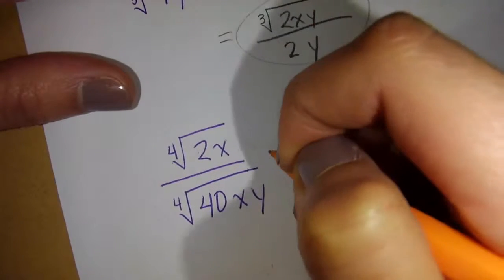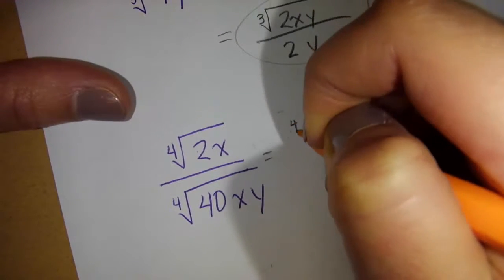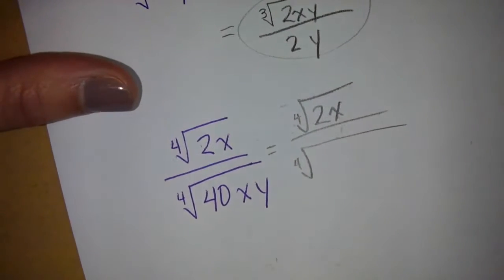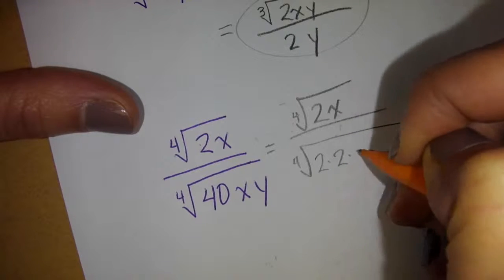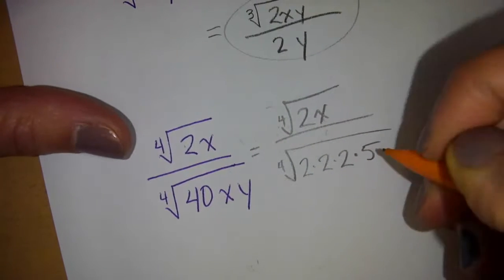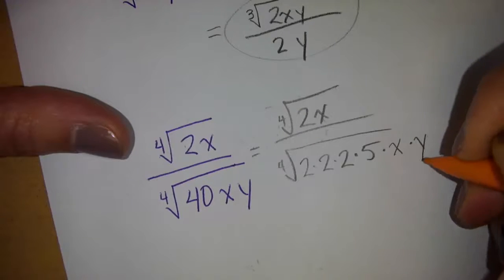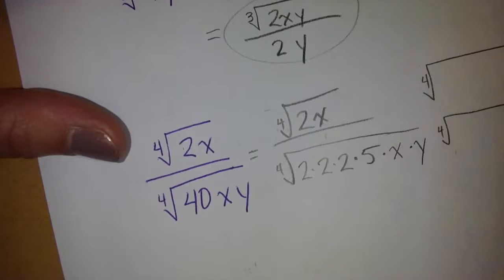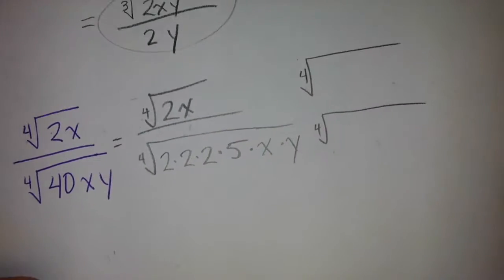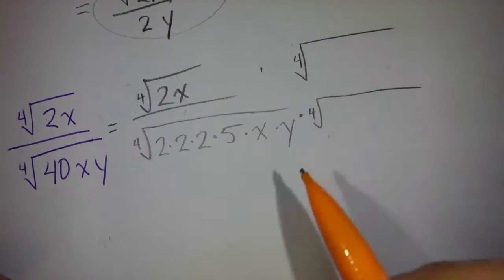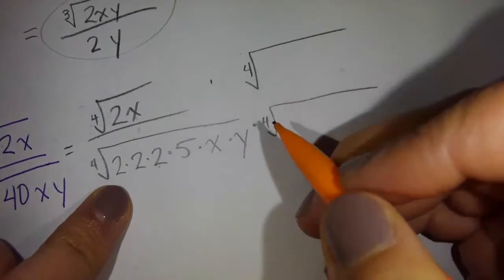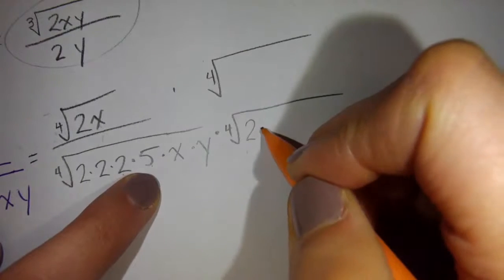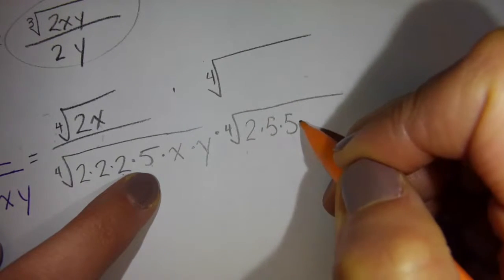So let's see. I will do the 4th root of 2x, and I'm going to rewrite this as the 4th root of 2 times 2 times 2 times 5 times x times y. So I'm going to multiply by the 4th root in the top and bottom. So I have 3 2's, so I just need one more 2 to have 4 2's, and I have 1 5, so I need 3 more 5's to have 4 5's.